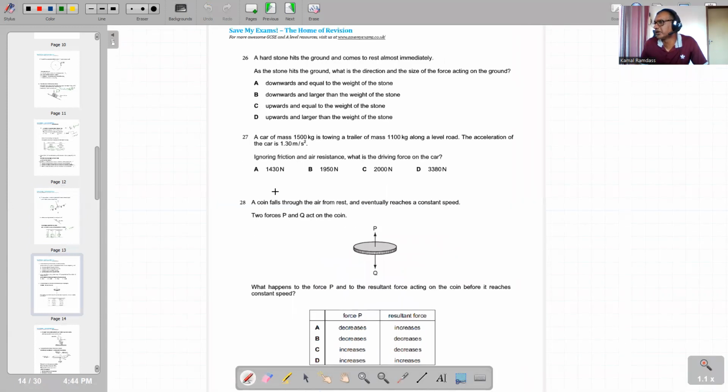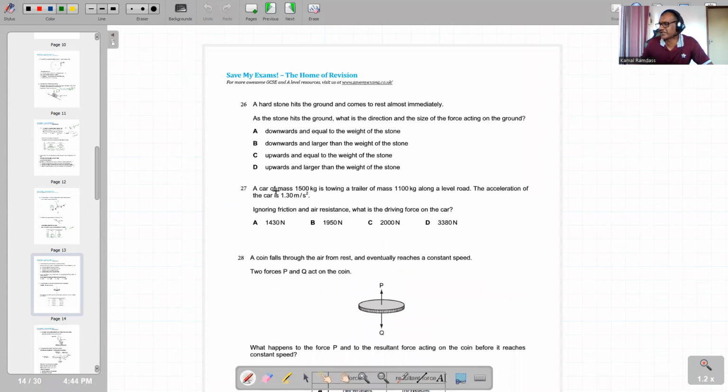A hard stone hits the ground and comes to rest almost immediately. As the stone hits the ground, what is the direction and size of the force acting on the ground? What is the direction? Towards the ground, downwards. What is the size of the force acting on the ground? Size of the force, say, weight of the stone.